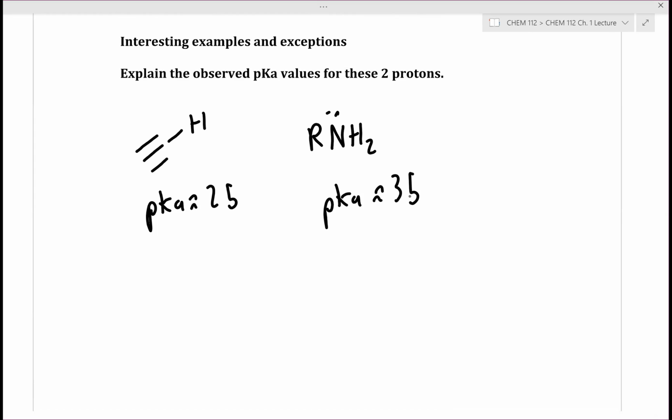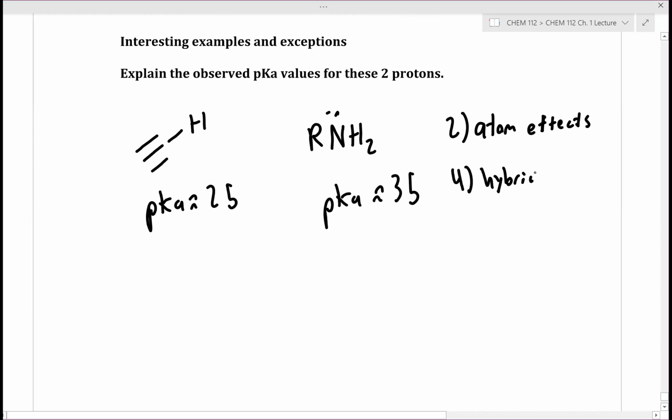Now, this may seem like an innocuous piece of data. Would someone like to tell me, if we use our typical ranking hierarchy, so in our hierarchy, we have our atom effects as number 2, and then all the way at number 4, we have hybridization, right? So in an amine, we have an sp3. In an alkyne, we have an sp atom attached to our acidic proton.